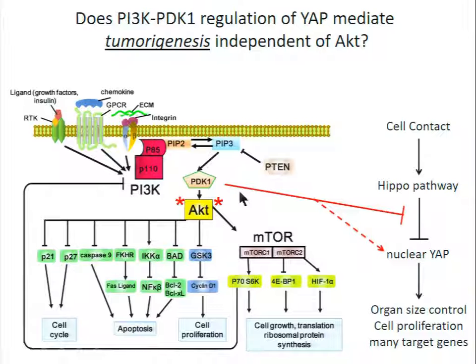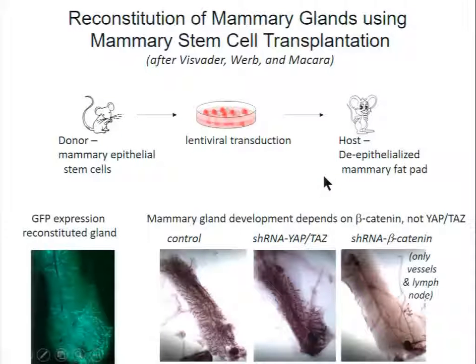So in this context, we know that PI3 kinase, for example, is an important mediator of tumorigenesis, especially in breast cancer and other kinds of cancers. Most people focus on AKT and mTOR, but we wondered whether the Hippo pathway plays a role. We don't have a final answer to this, but I'll show you some of our early results. And this is the one slide where I have something about stem cells in my talk.